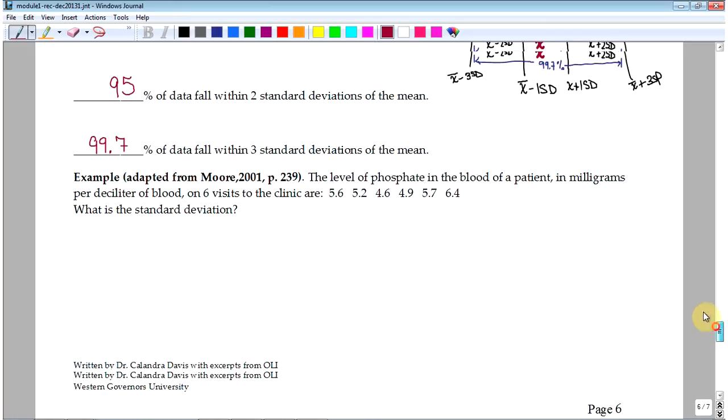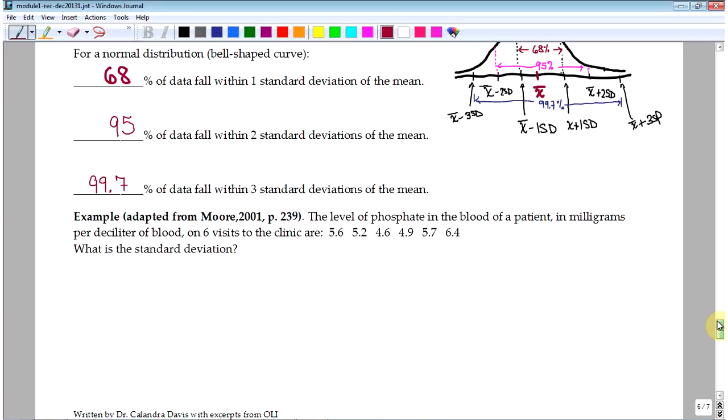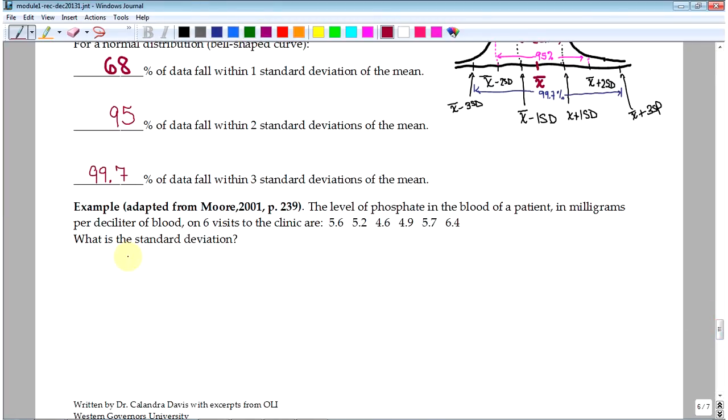In the next example, we have the level of phosphate in the blood of a patient in milligrams per deciliter of blood on 6 visits to the clinic, and we have these 6 measures. And we're being asked, what is the standard deviation? We're going to go through that process that I outlined earlier. The first thing I want to do is to find the mean. To get the mean, we just add all of those values together, which will give us 32.4, and we divide by the number of values, which is 6, and that gives us 5.4.